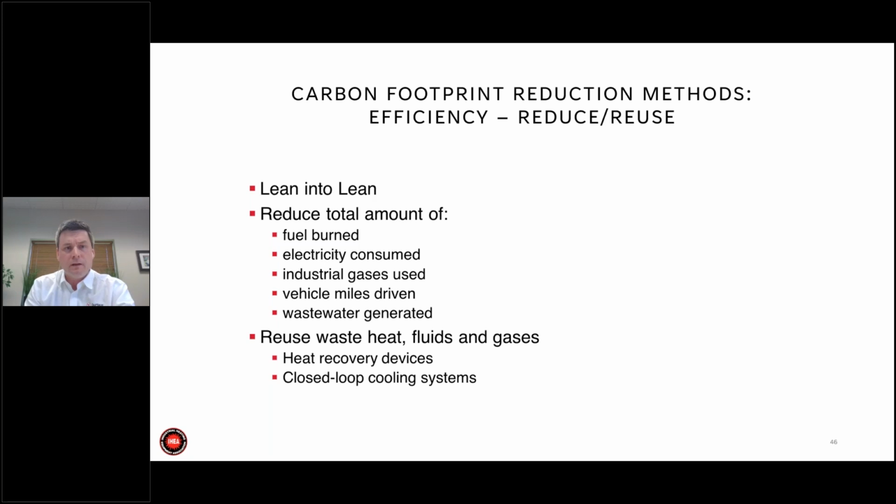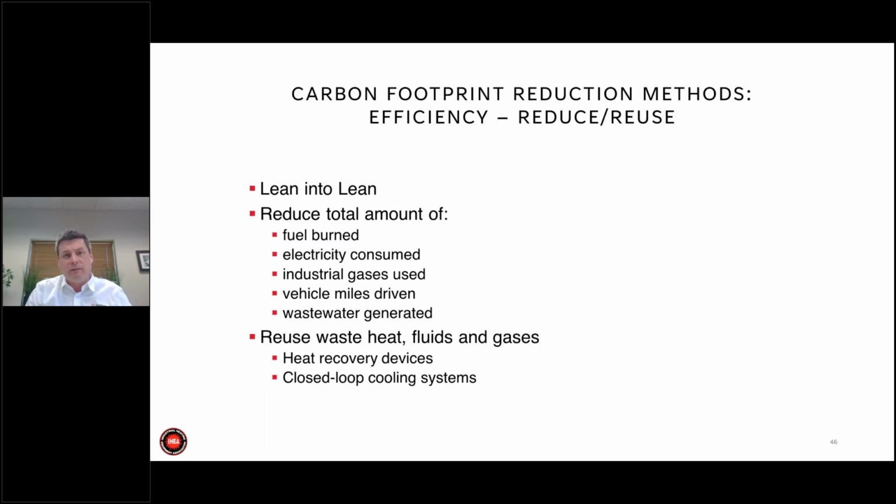So lean manufacturing, it's all about reducing waste. Reduce waste, reduce the stuff that's input into the system, so you reduce the outputs from the system. Reduce, reduce, reduce, you're halfway there. If you get a 10% reduction in any of these categories, you're on your way to a 10% reduction in your carbon footprint. And then reuse waste heat.